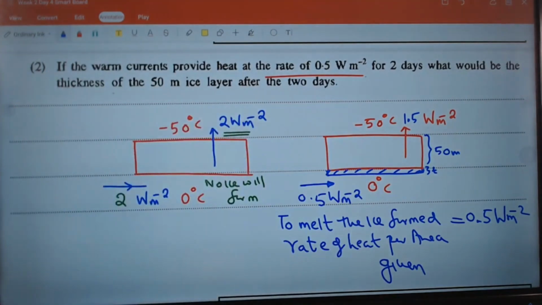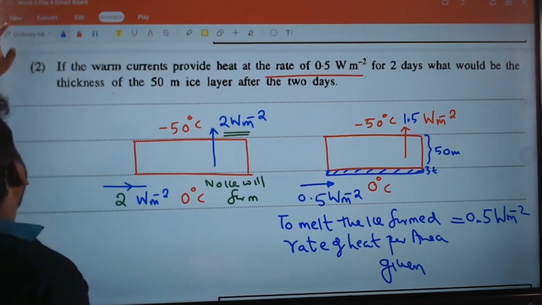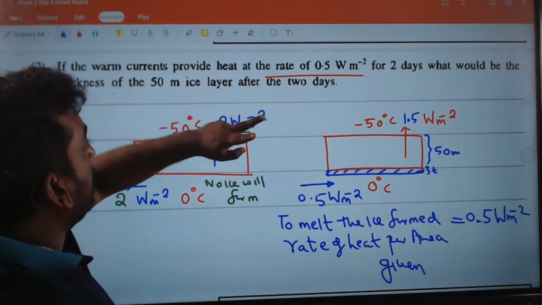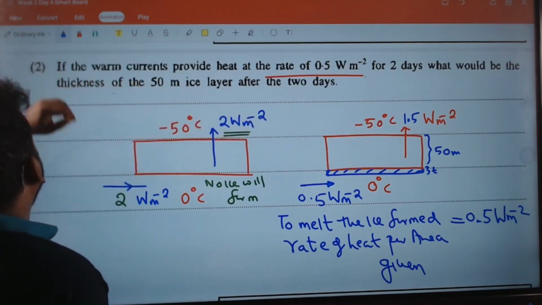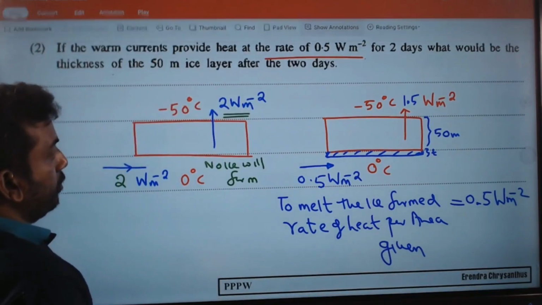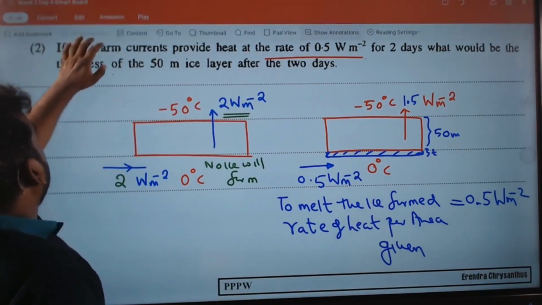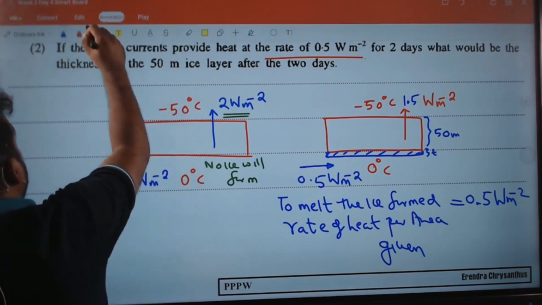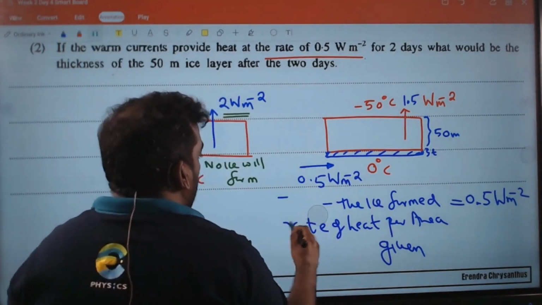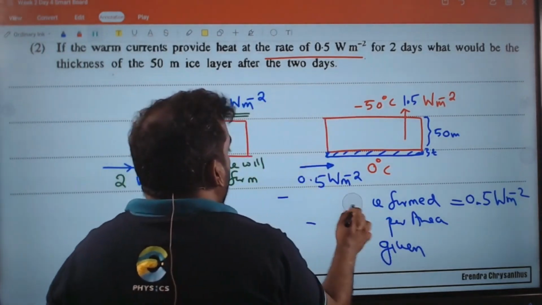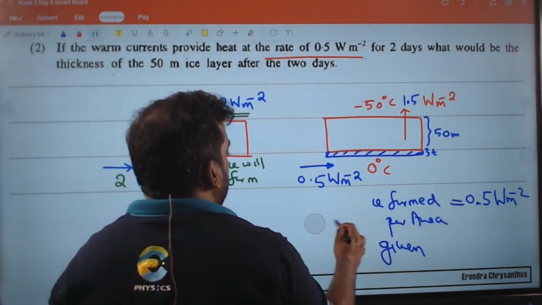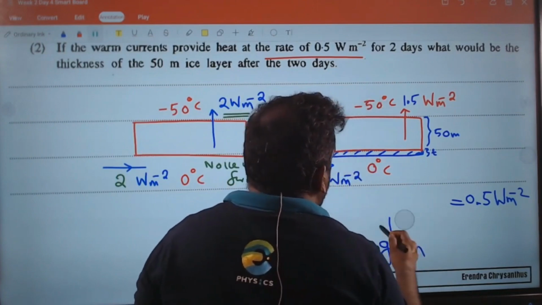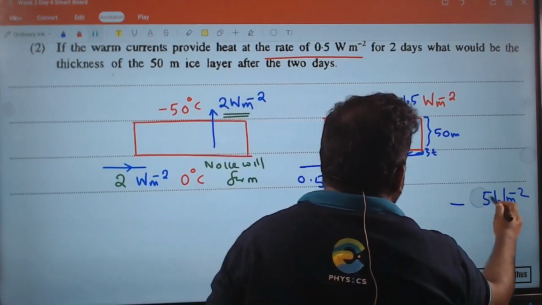Now they are asking the thickness formed. They are asking, if the warm current spreads for 2 days, what is the thickness of the ice layer that forms? Look at the book. You can calculate this, very simple. So we know the rate of heat supplied to form ice.